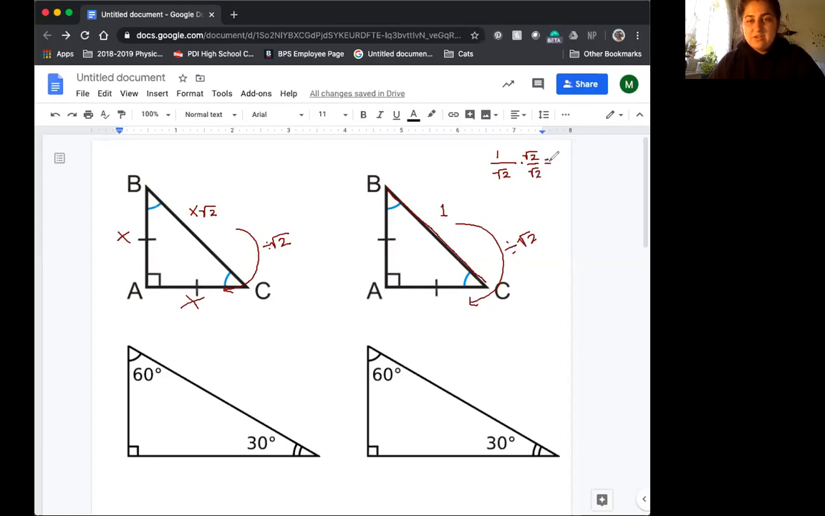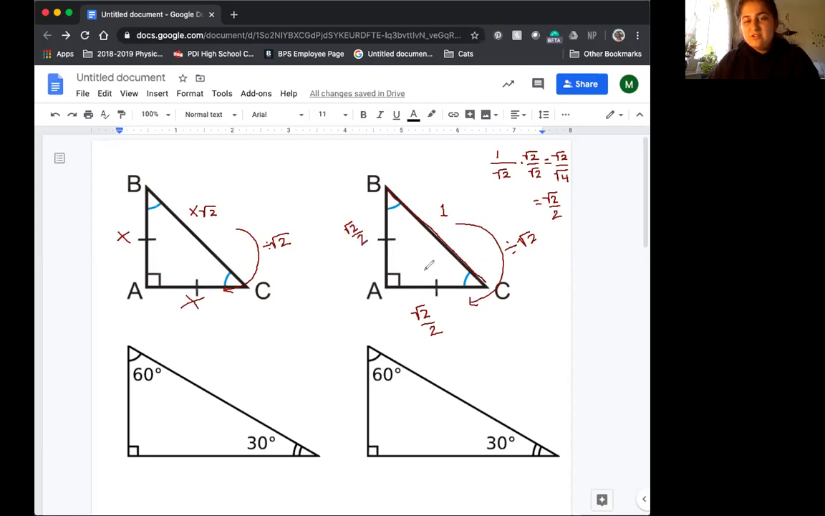So this turns into root 2 over the square root of, what's 2 times 2? It's 4. So we have root 2 over root 4, and we know the square root of 4 is just 2. So this becomes root 2 over 2. This side right here is root 2 over 2, and if this side is root 2 over 2, then the other side also has to be root 2 over 2, because it's an isosceles triangle.